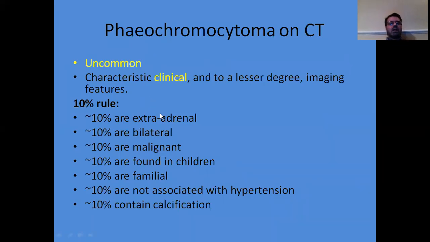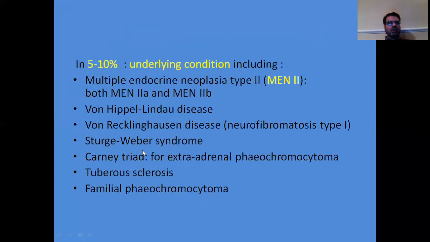Pheochromocytoma on CT scan is uncommon, and the clinical picture is more relevant and more useful in establishing the diagnosis rather than imaging. This is the rule of tens of pheochromocytoma. A lot of you are familiar with this. So in 5 to 10% of pheochromocytoma cases, there is an underlying condition, and this is one example, which is MEN 2 syndrome.